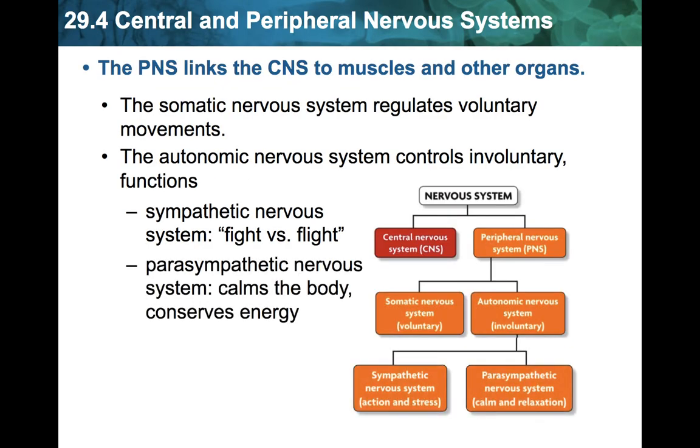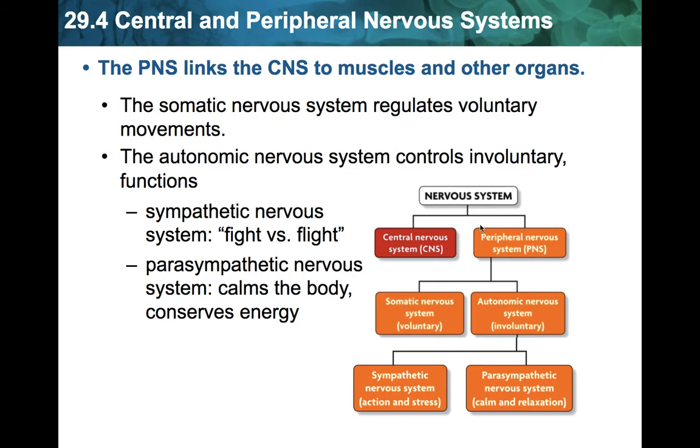The PNS links the CNS to muscles and other organs. The somatic nervous system regulates voluntary movement. If I wanted to do bicep curls with a weight, that's a voluntary movement. My heart beating is not a voluntary movement. That is involuntary. I'm not constantly telling my heart to beat. The autonomic nervous system controls involuntary functions. Your sympathetic nervous system is your fight or flight system. Are you going to fight or are you going to run away? Parasympathetic nervous system calms the body and conserves energy.